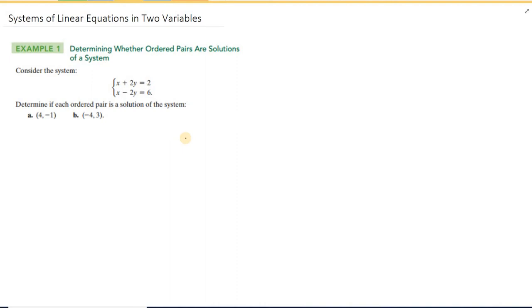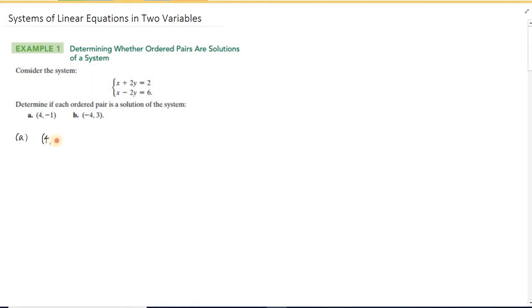Hello guys, today we're going to study a system of linear equations in two variables. Example 1, determine whether ordered pairs are solutions of a system. Here we have a system of equations, and then we have part A.